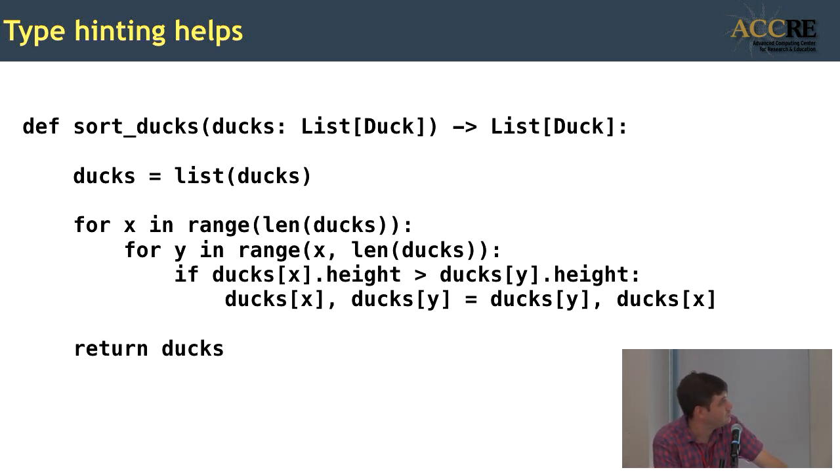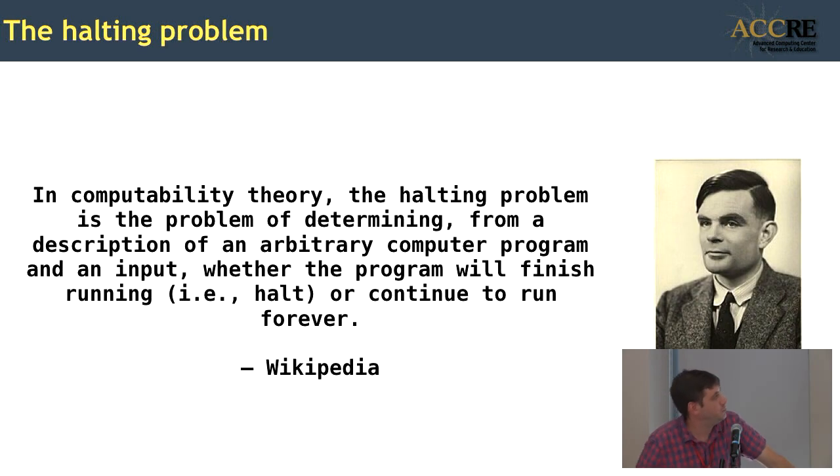Okay, so this is hard. It reminds me of a hard problem in computability theory, the halting problem. The halting problem is the problem of determining, from the description of an arbitrary computer program and an input, whether the program will finish running or continue to run forever. And in 1936, I believe, the brilliant scientist Alan Turing determined that you cannot create a general algorithm to determine if something will halt.